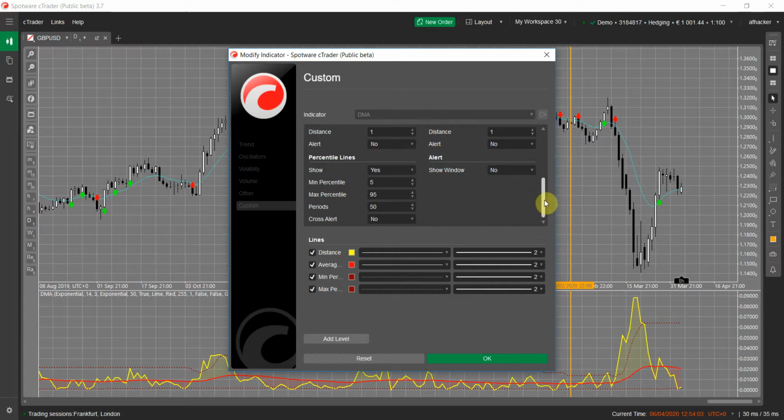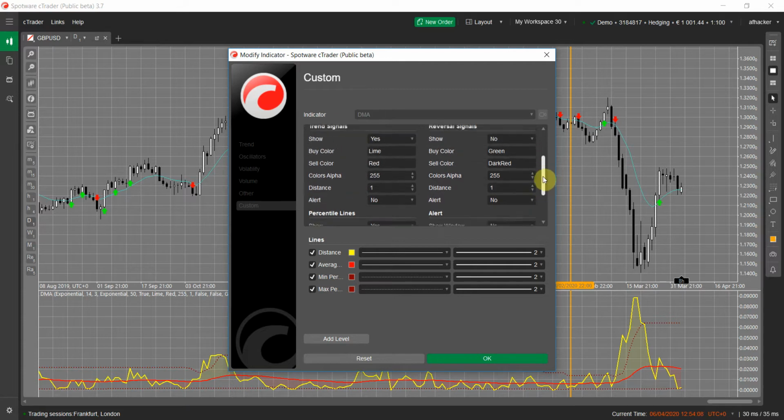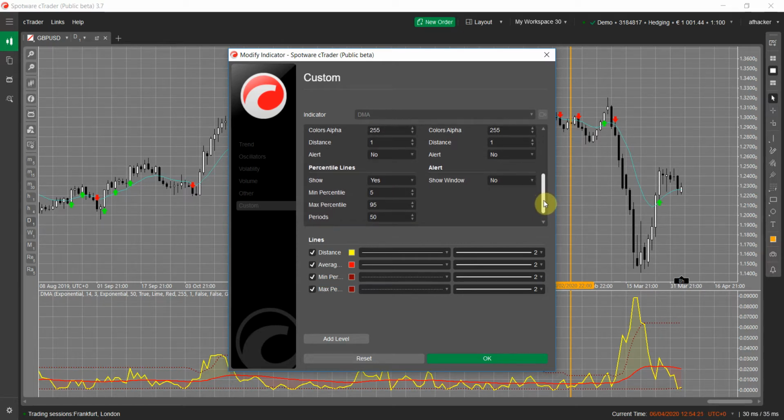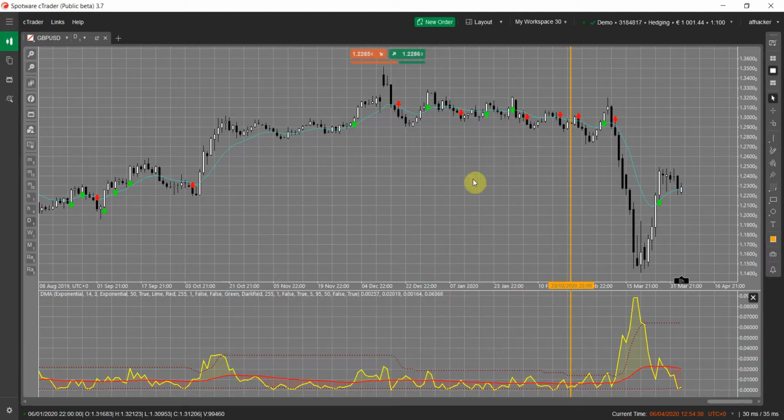And also, I forgot something. The indicator has three different types of alerts: trend signal alerts, reversal signal alerts, and percentile line alerts. All those alerts use our popular alert library for Seed Trader, which has sound, pop-up, email, and Telegram alerts in itself. You can enable or configure it for the first time by enabling the show window parameter for the alert group. If I set that to yes, the alert window will appear.